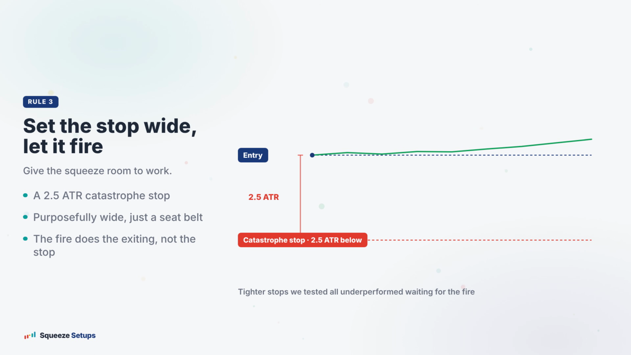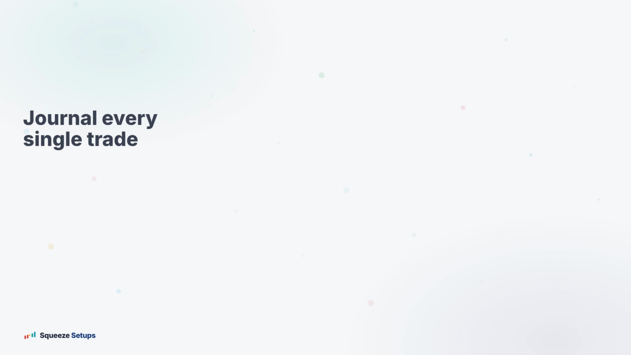So if you were to use this as an analogy, the actual trade, the goal that we're looking for, is waiting for the squeeze to fire. The wide stop that we have of this 2.5 ATR is really just our seatbelt, if you will, to make sure nothing bad happens along the way.